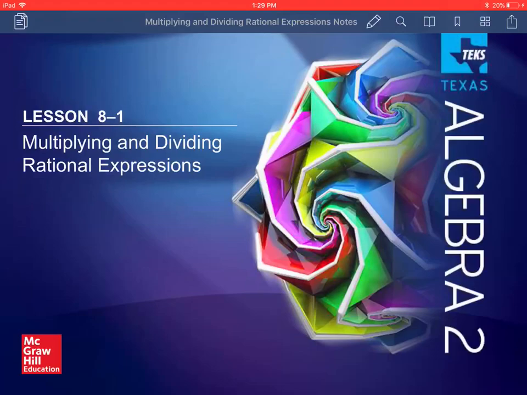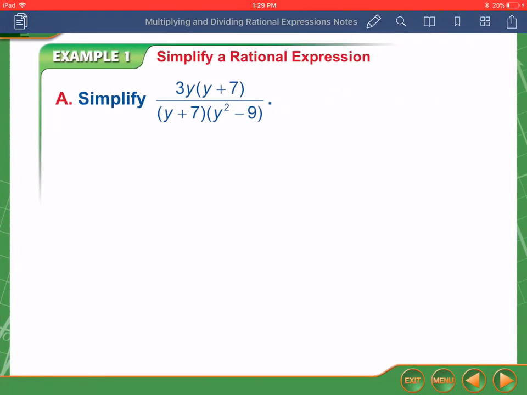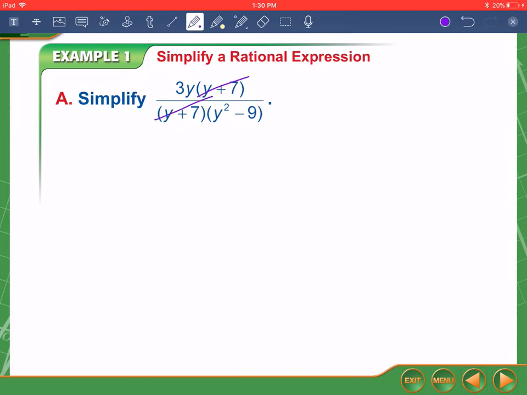Okay, so we are going to focus on simplifying rational expressions and multiplying and dividing rational expressions. In order to simplify a rational expression, you have to be able to simplify out a factor that's in the top and the bottom, so in the numerator and the denominator. So here I have 3y times y plus 7 over y plus 7 times y squared minus 9. A factor has to be present in the numerator and the denominator. Well, there is a y plus 7 in both the top and the bottom, so I can eliminate that factor.